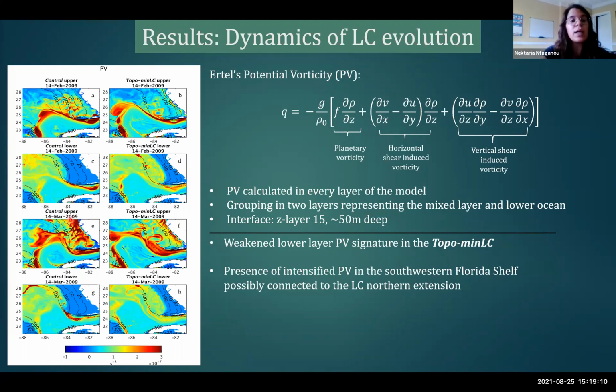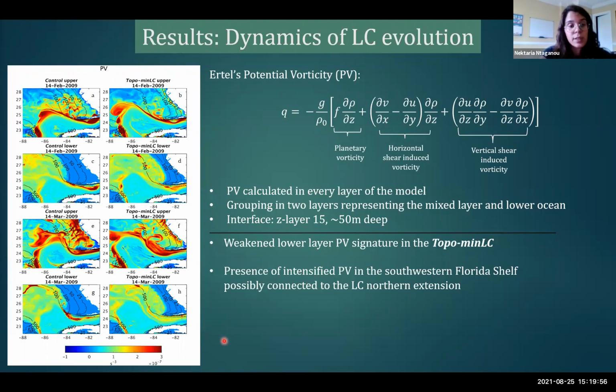Looking at the potential vorticity in the upper layer, the differences are not that big between the control and Topo Nominal C experiments. But if we look at the lower layers, there is intensified vorticity at the region of the southwestern Florida shelf and Straits of Florida in the control experiment, which is not evident in the modified topography experiments. Note that on these dates, since they are early on in the simulation, the loop current in both experiments is somewhat retracted and impinging on the shelf.